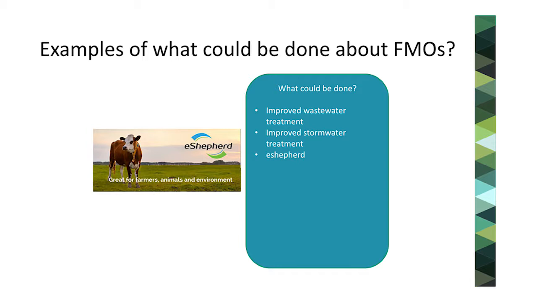Another bit of technology that I only came across last week is something called eShepherd. I don't know if anybody else has heard about this, but it's a technology where stock have collars with a GPS signaler on them, and they also have the ability to give a small electric shock, like an electric fence. On a digital map, on a GIS, you can trace out where you don't want the stock to get into.